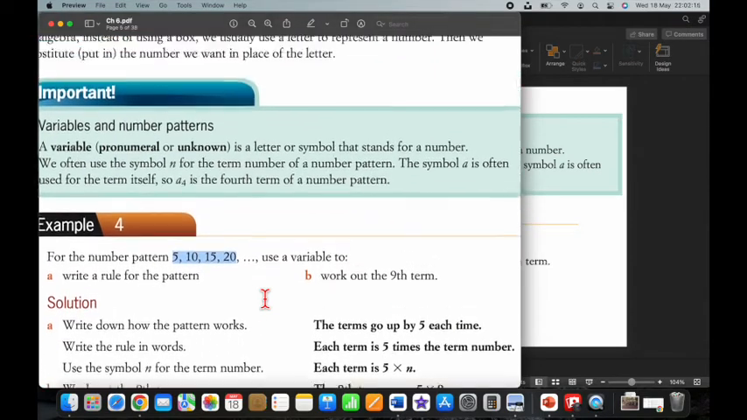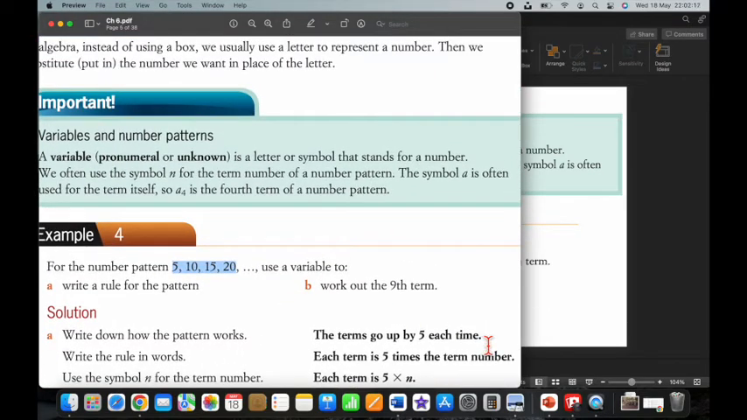Then we need to put that in number form. So we're correct, the term goes up by 5 each time. But now we want to write it using a letter. So each term is 5 times the term number.